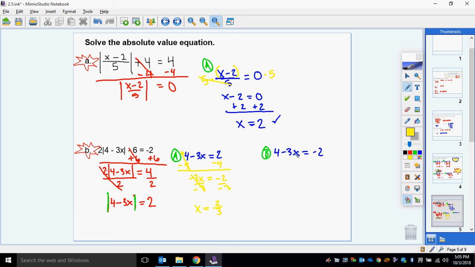Plan B we need to solve. So again, I'm going to subtract 4. Drop down my negative 3x. Negative 2, take away 4 is negative 6. And divide by negative 3. Because x is being multiplied by negative 3, so I divided, and I get x equals a positive 2. So one value could be 2/3, another value could be 2. Both would work in this equation.